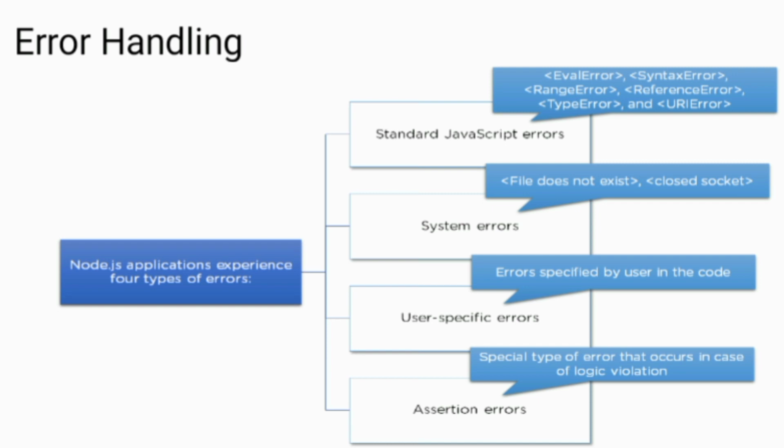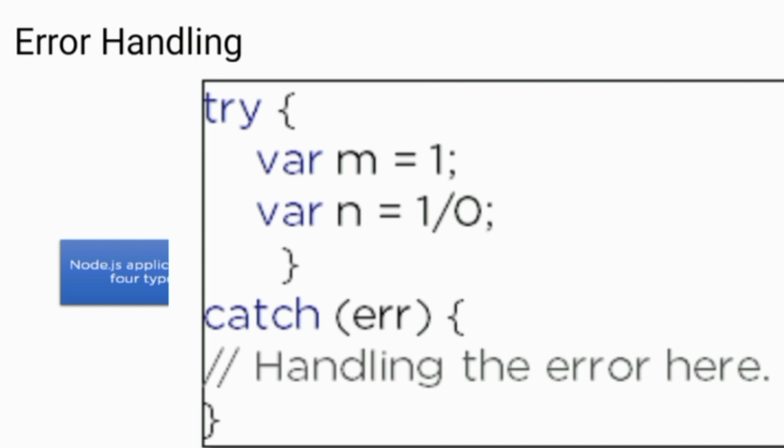For example, let's handle the error that would occur when we divide a number by 0. This error would crash the Node.js application. So, we should handle this error to continue with the normal execution of the application. Here is the code for handling the error.